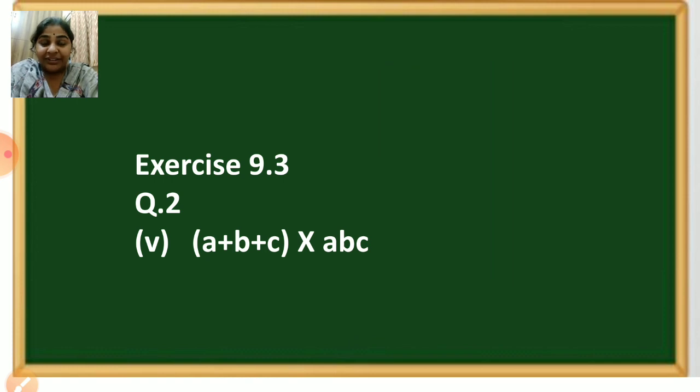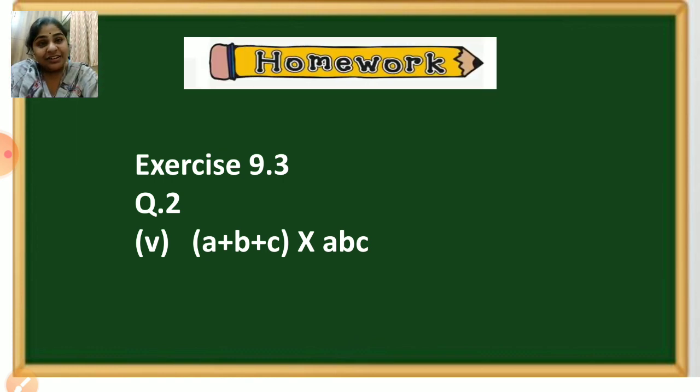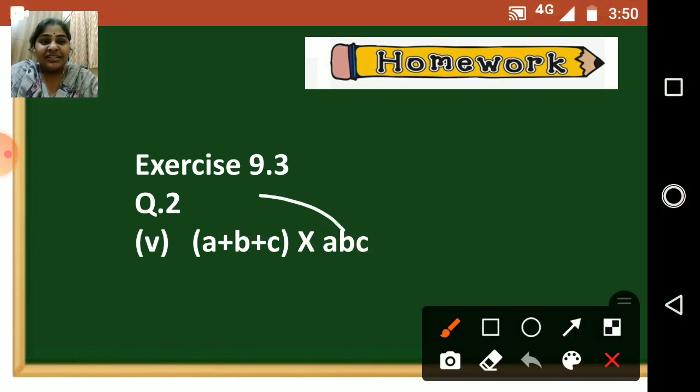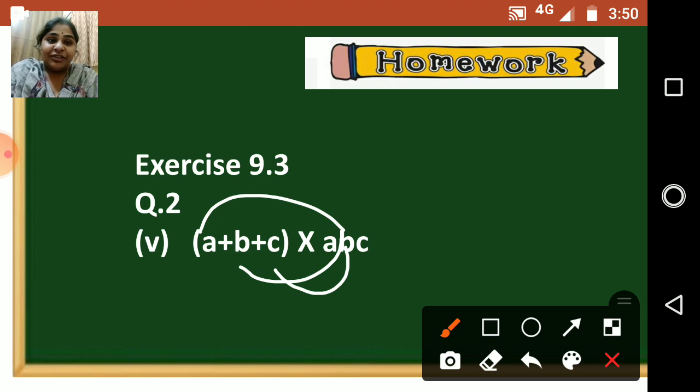Now exercise 9.3, question number 2, fifth one is a homework for you. I hope now it is very much clear and you will be able to do this. That is a plus b plus c multiplied by abc. So what you are going to do in this, children, you will multiply this abc to each and every term. This abc is multiplied to each and every term in the trinomial, okay, which is there in the bracket. And only variables are there. There are no coefficients. So it will be very easy for you, okay.